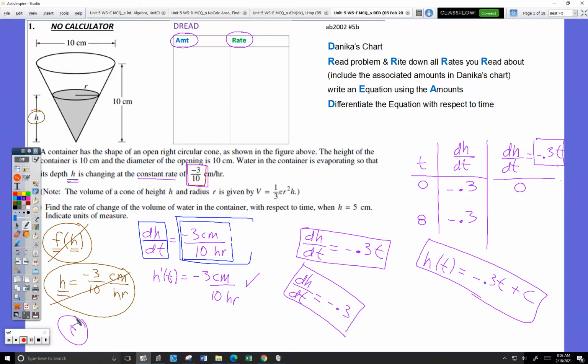So if we assume that the water was full at the beginning, then the initial height would have been 10, which means when time is 0, our height has to be 10. That's perfect. Well done. There you go. But we should assume that it's full, right? It turns out in this case, it really has nothing to do with what they're going to ask us to figure out.